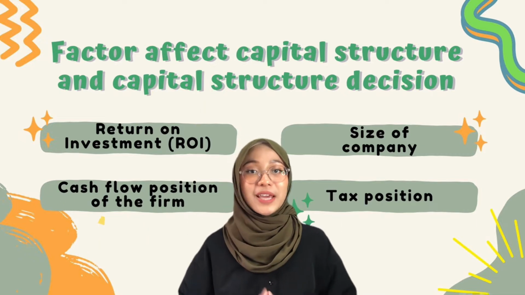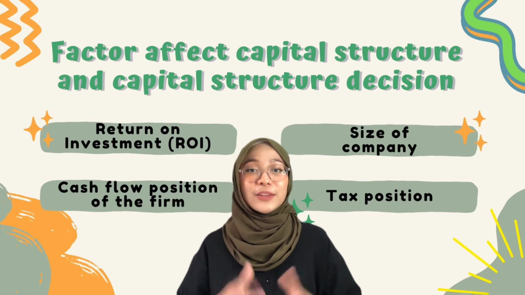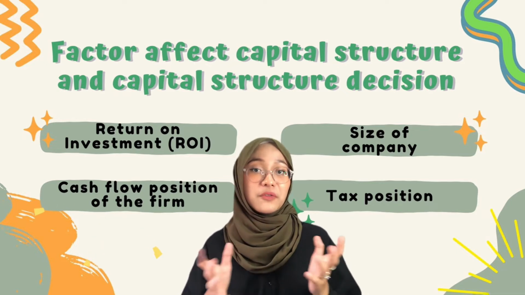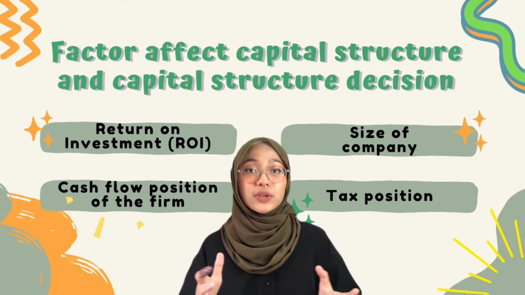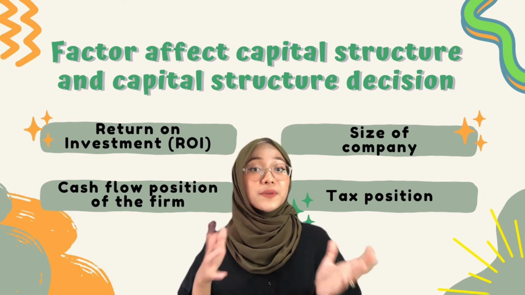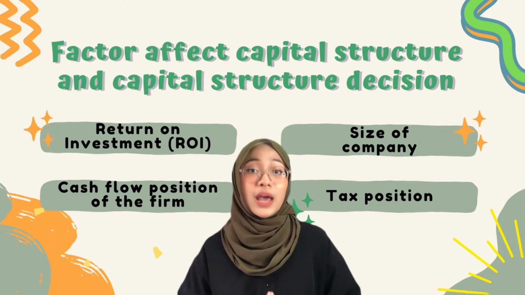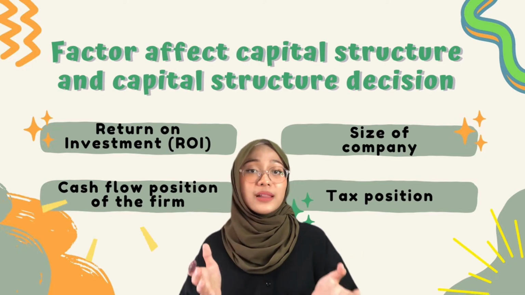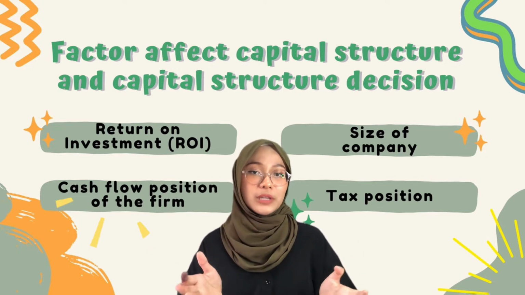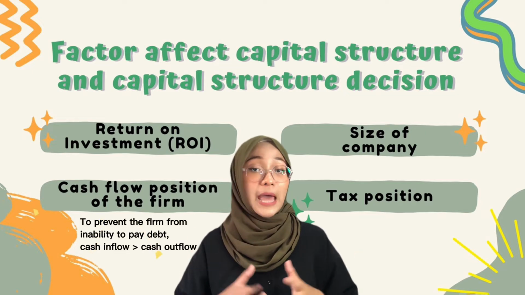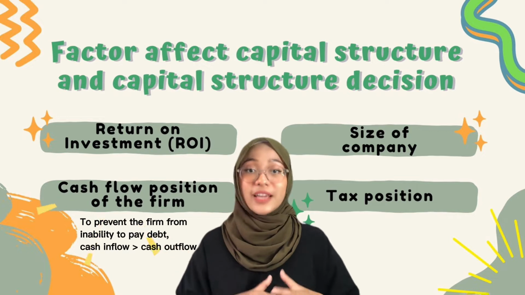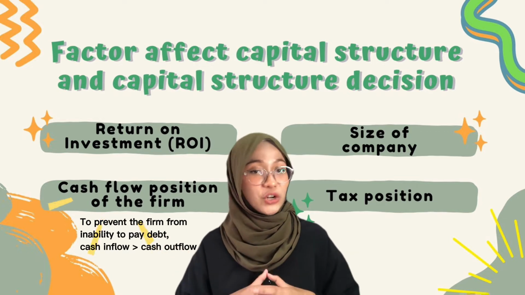The second factor is the cash flow position of the firm. The firm will issue more debt if they face a higher cash outflow position. It is because the capital structure has a direct impact on the firm's cash flow ability. The cash flow position will be analyzed to know the result of the liquidity position of the business. In order to prevent the firm from being unable to pay debt, the cash inflow must be more than the cash outflow.